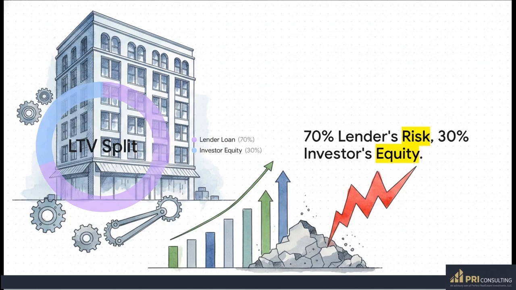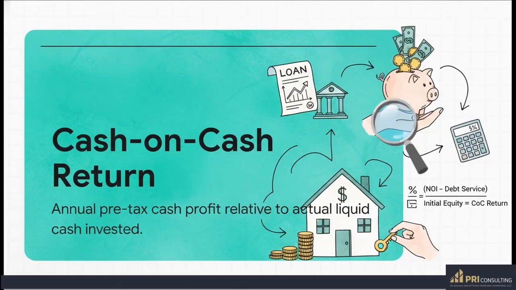But it also increases your vulnerability to market downturns because you have a much smaller equity buffer if the property value drops. Once that leverage is applied, we can calculate our fourth pillar, which is cash-on-cash return. This is the annual pre-tax cash profit you pocket relative to the actual liquid cash equity you invested.